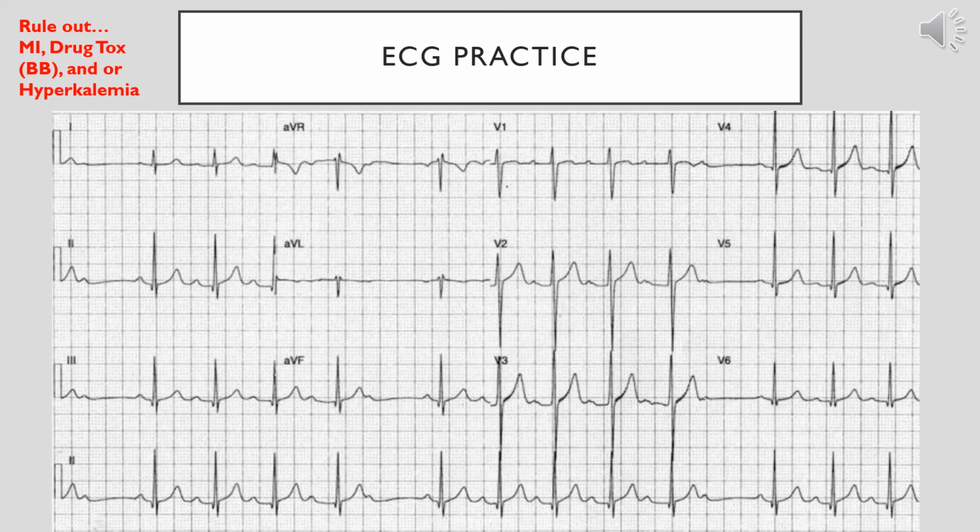Okay, so heart rate 72, normal sinus rhythm with AV second degree heart block Mobitz 1. That's kind of how we would characterize this.